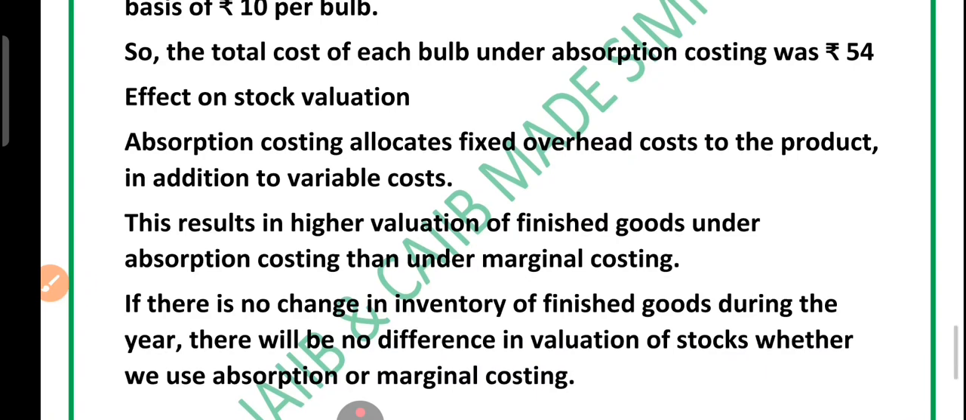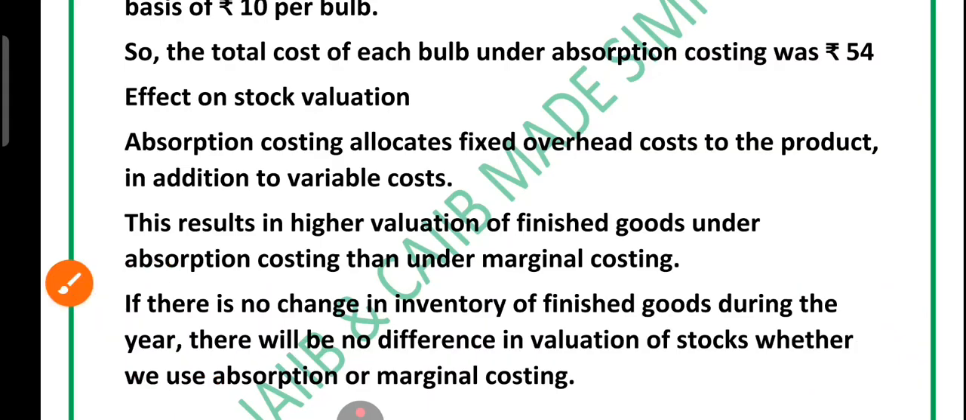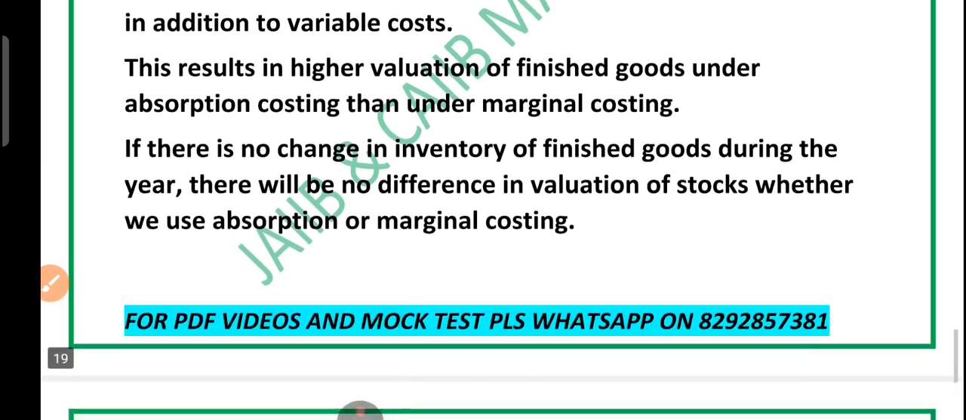So this is a special case. What is the special case? If there is no change in the inventory of the finished goods, if finished goods remain the same throughout the year, then both will give the same result. So remember, for your examination, absorption cost includes fixed plus variable, so higher unit cost and higher stock valuation, while marginal costing does not. And if there is no change in the stock, if the stock remains unchanged, both methods show the same result.